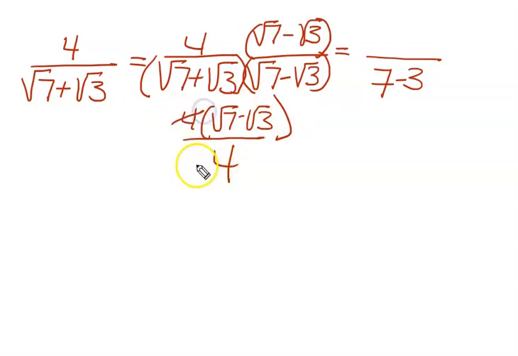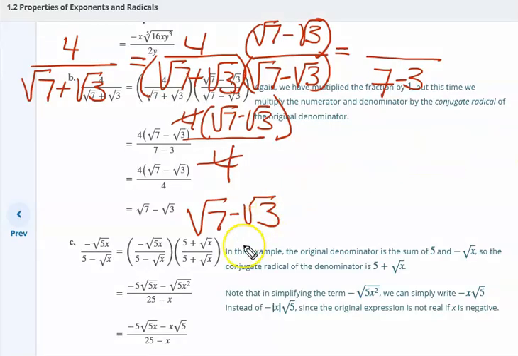So the 4's will cancel out. So my answer then for this is the square root of 7 minus the square root of 3. And let's check it out. Go from our whiteboard, and there it is. And this is the protocol. All right, let's go on.